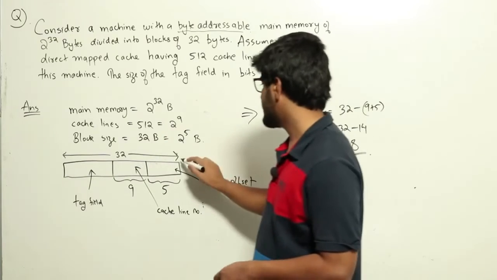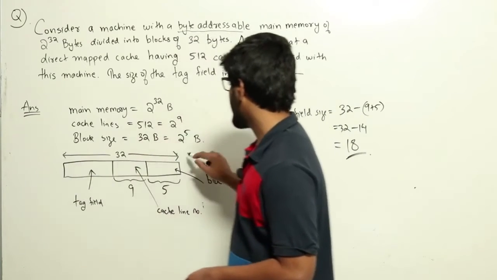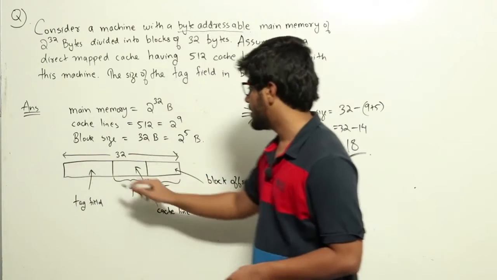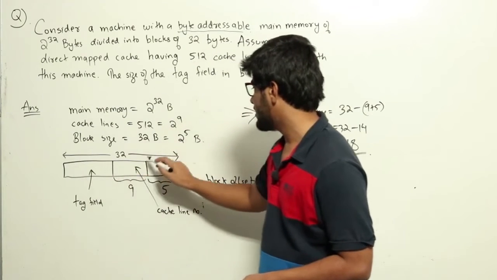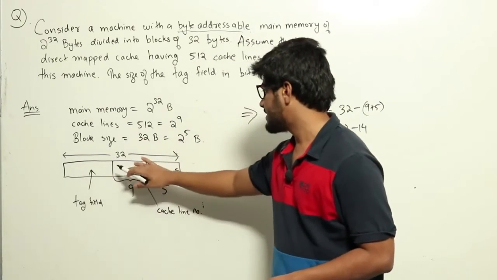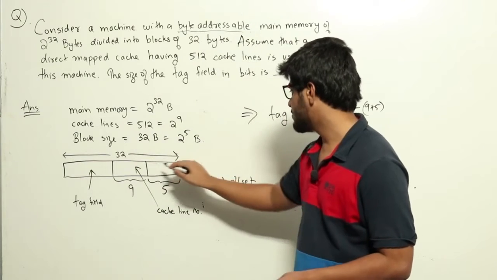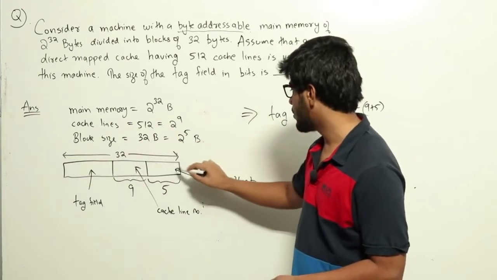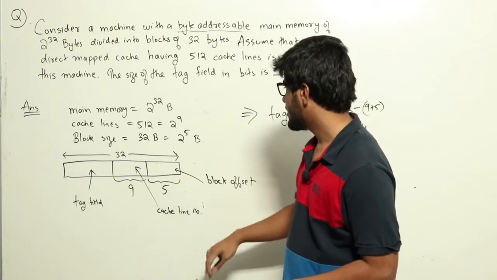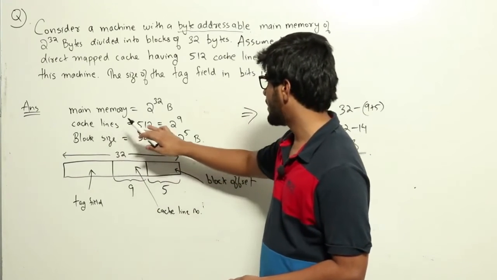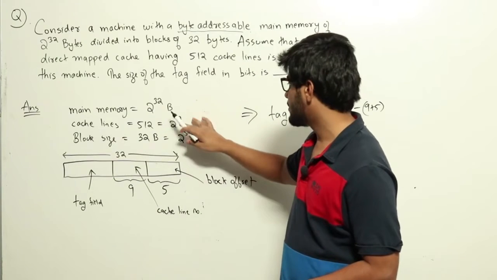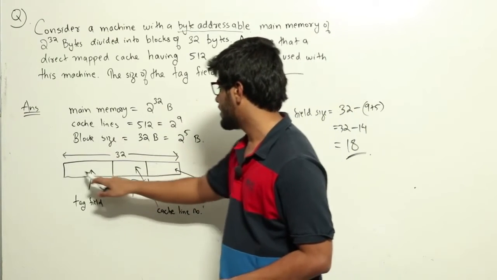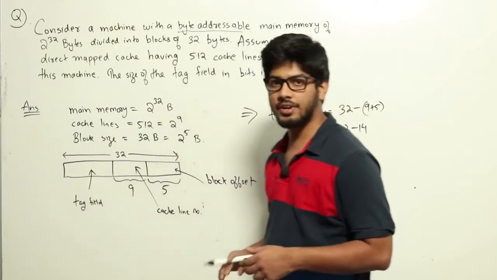So if we take the physical address, we can divide that into 3 parts. One is the tag field, the second is the cache line number, and the final part is block offset. Block size is 2 power 5 bytes, meaning block offset will need 5 bits. Similarly, the cache line is 512, that is 2 power 9. Now that will need 9 bits. The rest of the address will be the tag field.